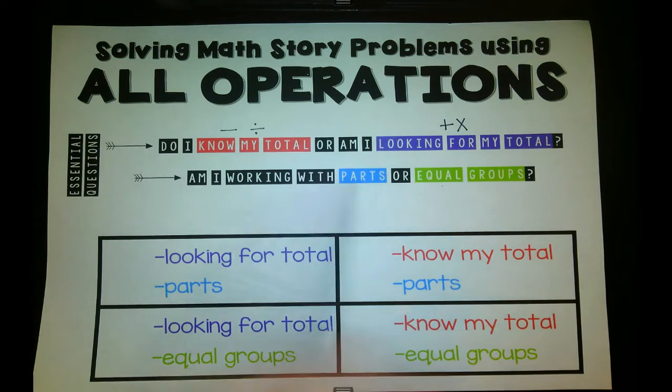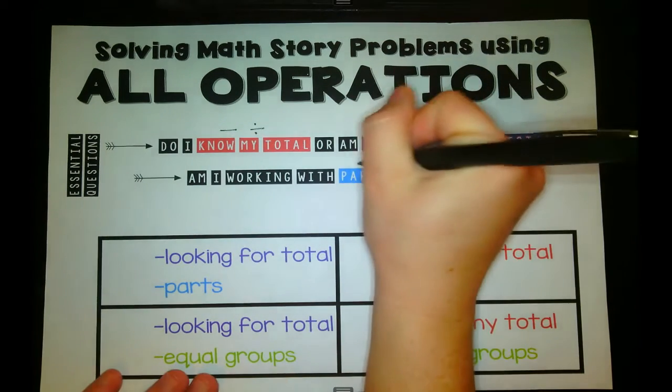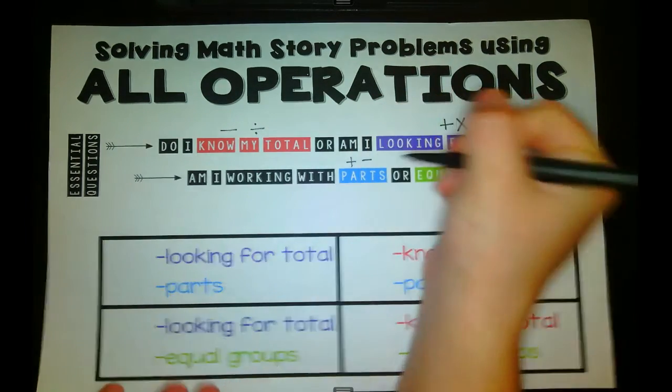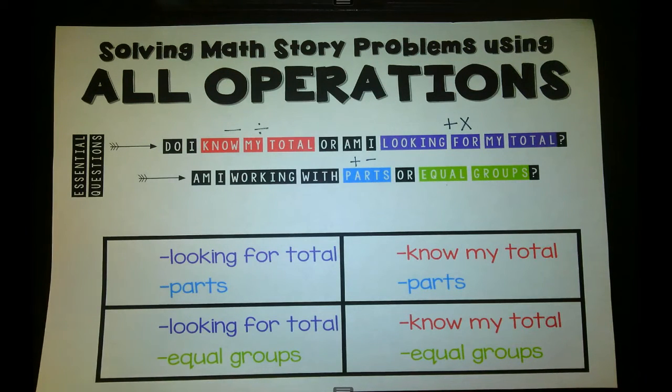When we're working with parts, what two operations might we be using? If you said addition and subtraction, you are correct. Addition and subtraction use different parts. The numbers aren't in groups. We have different sets of numbers, or separate parts, that we work with together.